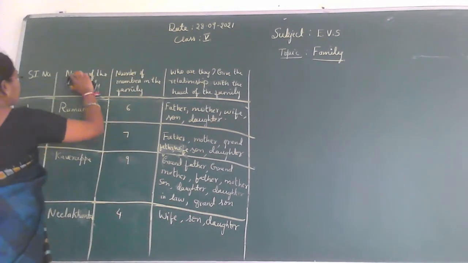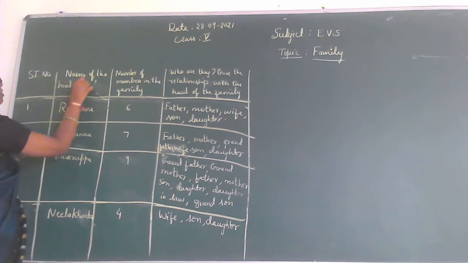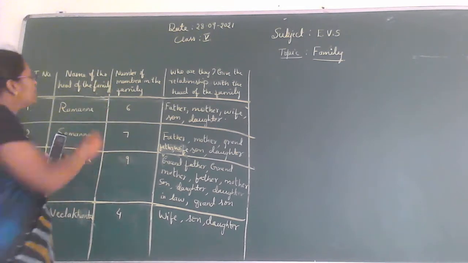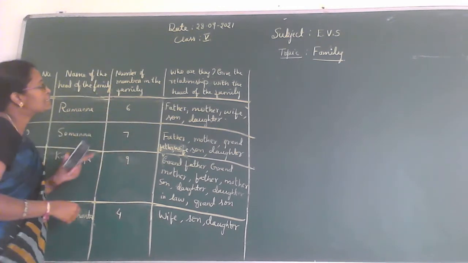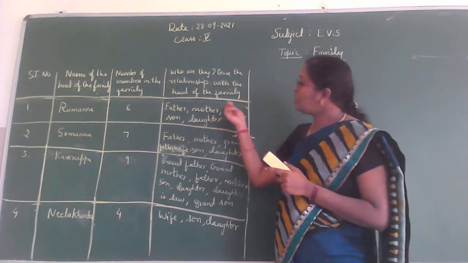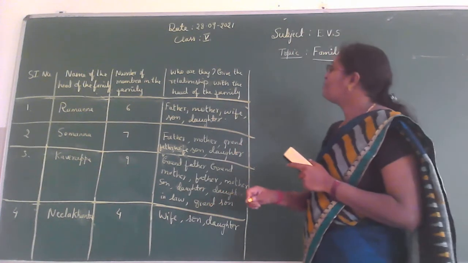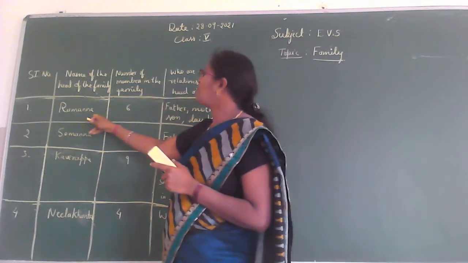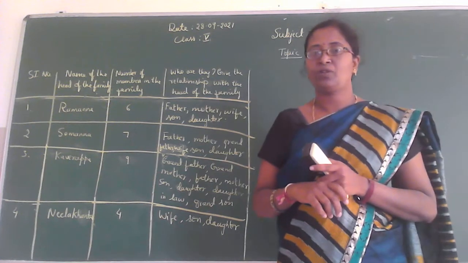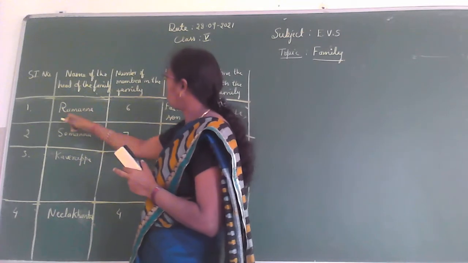So what does this show? Name of the head of the family. The second column shows the number of members in the family. The last column shows what the relationship is between the head of the family and the remaining members in that family. Okay, children, we will start from here.